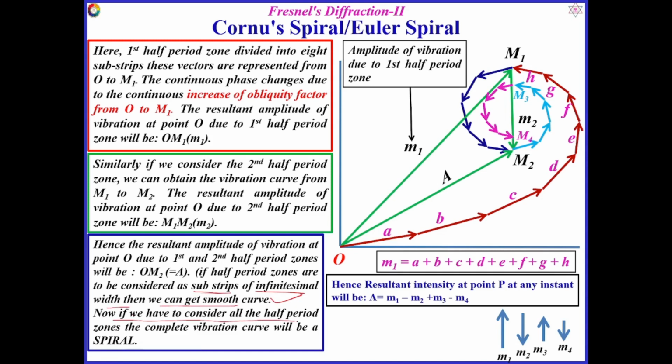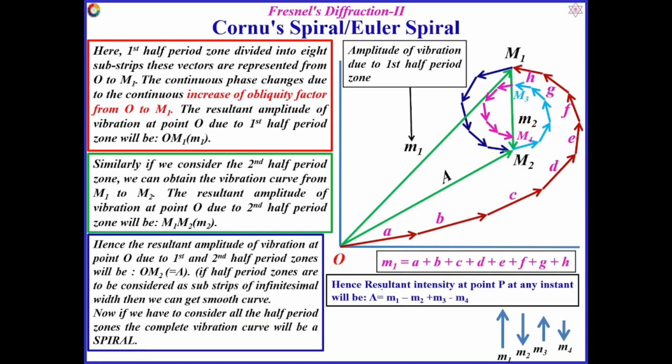Now, if we consider all the half period zones, the complete vibration curve will be a spiral. Here we considered only the first, second, third, and fourth half period zones, and we found a spiral-like curve of amplitude distribution at a particular point on the screen. This is the mathematical, or vectorial, representation in a 2D plane, and we found a spiral-like structure by considering only 4 half period zones. If we consider all the half period zones, that means the next 5, 6, 7, 8, then this will be like this. So this will be a spiral, which is called the Cornu spiral or Euler spiral.